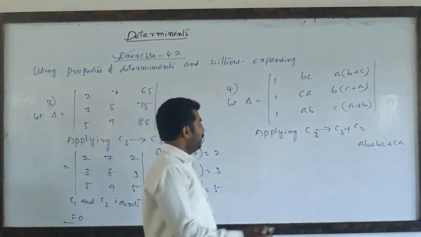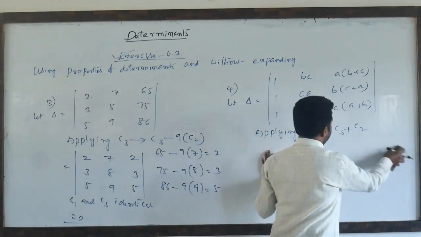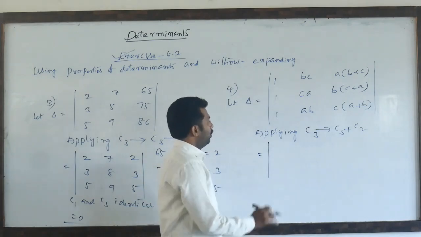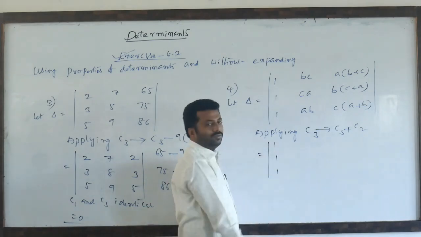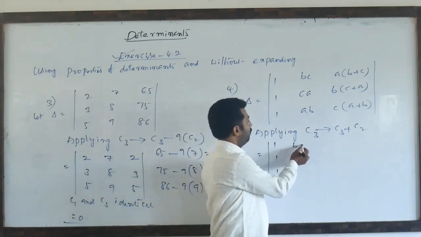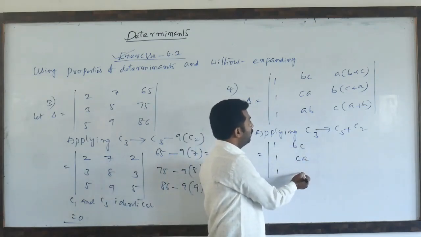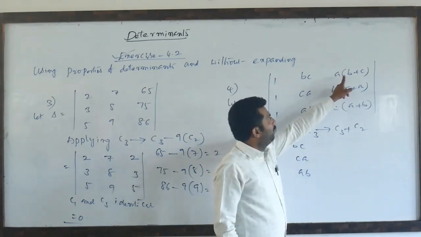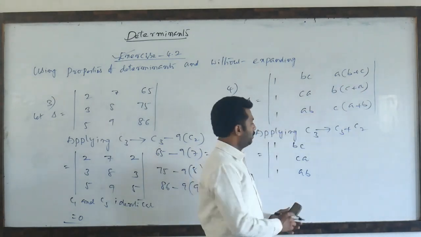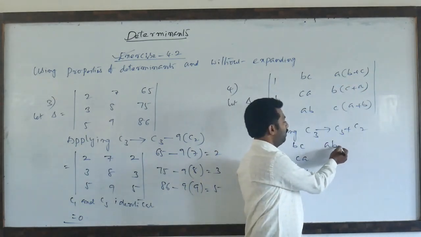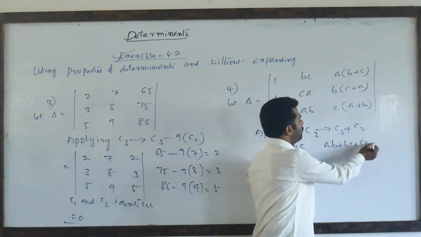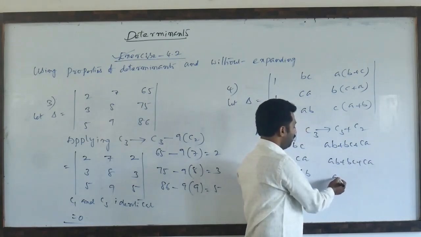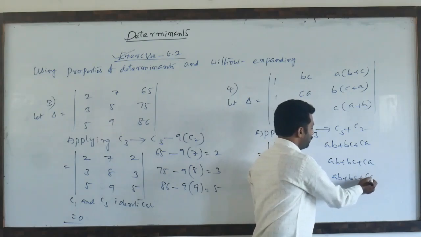Sir, why are you applying only this operation? I will tell you. Just after writing this step, you will get it automatically. No changes in the first column: 1, 1, 1, BC, CA, AB. Now you observe, the third column is AB plus BC plus CA in every row.